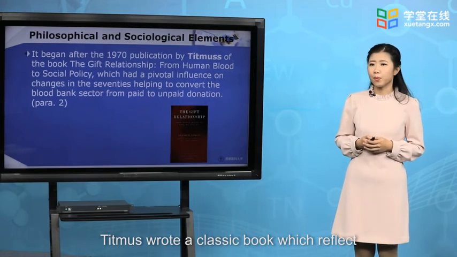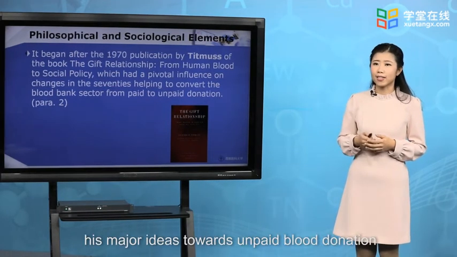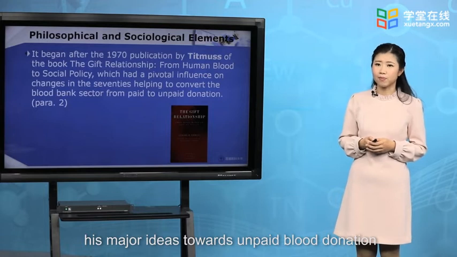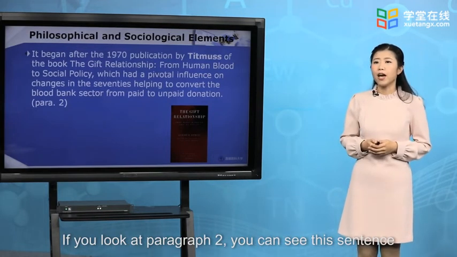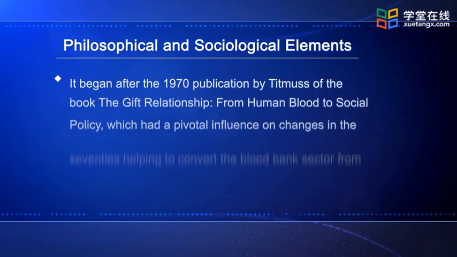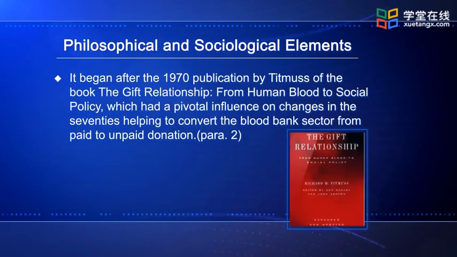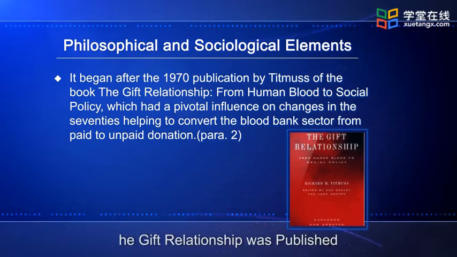Titmuss wrote a classic book which reflects his major ideas towards unpaid blood donation. If you look at paragraph 2, you can see this sentence. It began after the 1970 publication by Titmuss of the book The Gift Relationship: From Human Blood to Social Policy, which had a pivotal influence on changes in the 70s, helping to convert the blood bank sector from paid to unpaid donation. The gift relationship was published with almost immediate policy results.